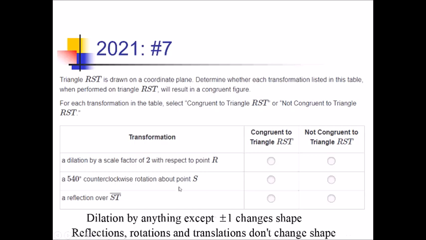So taking a look at our options here, first one, dilation with a scale factor of 2, that's not a scale factor of 1, so automatically that's going to give us something that is not congruent. This next one, we have a rotation. Any rotation is going to give us a congruent shape. And a reflection, again, any reflection is also going to give us something that's congruent.